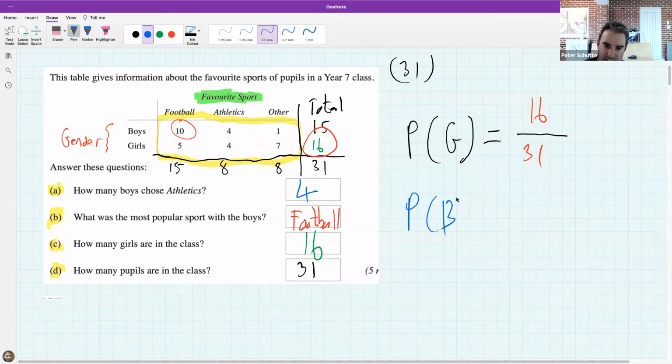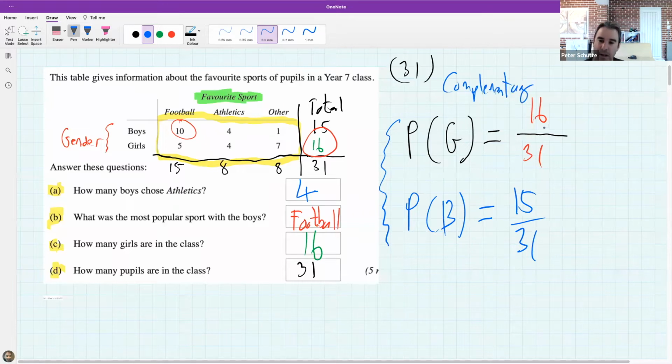What's the probability that a randomly chosen person is a boy in this group? 15/31. It's going to be 15/31. Exactly. What do we notice? What's the fancy word for these events? They are independent of each other. Okay, so we'll get to that later. Not at the moment. These are actually called complementary events.